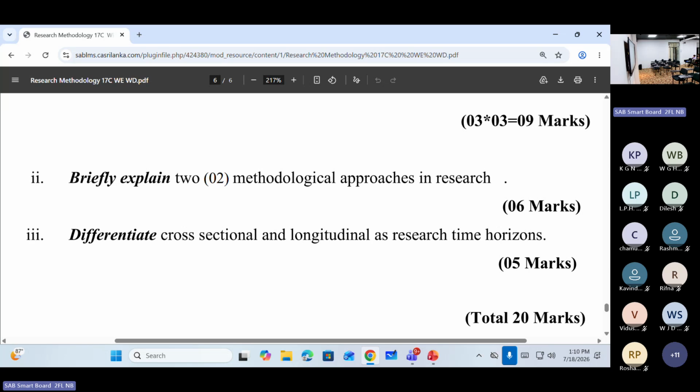Second example for the cross-sectional studies: financial literacy and investor behavior of management undergraduates in non-state universities.